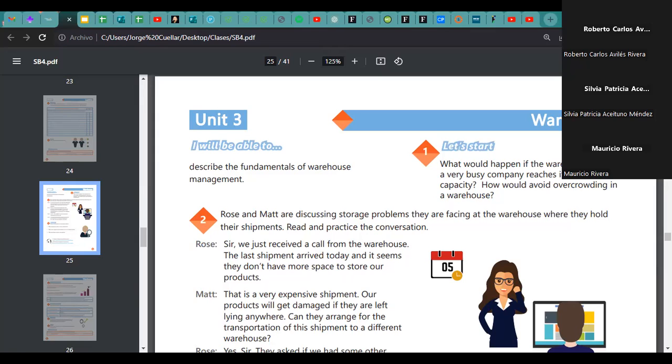Okay, the other question says, how would you avoid overcrowding in a warehouse? What is overcrowding? Llenar lo demás o hacinamiento. Very good. So how would you avoid overcrowding in a warehouse?